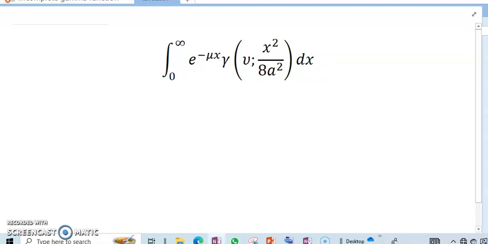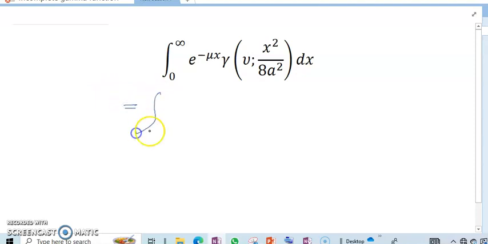Today's discussion is the integral from 0 to infinity of e to the power minus mu x times the incomplete gamma function gamma(nu, x square by 8 square) dx. So friends, this is the incomplete gamma function. So how can you solve it?